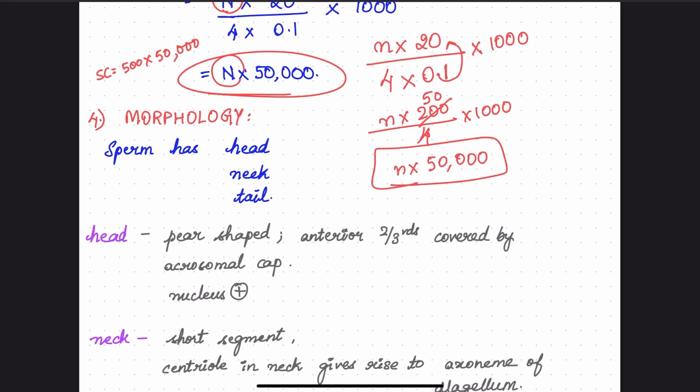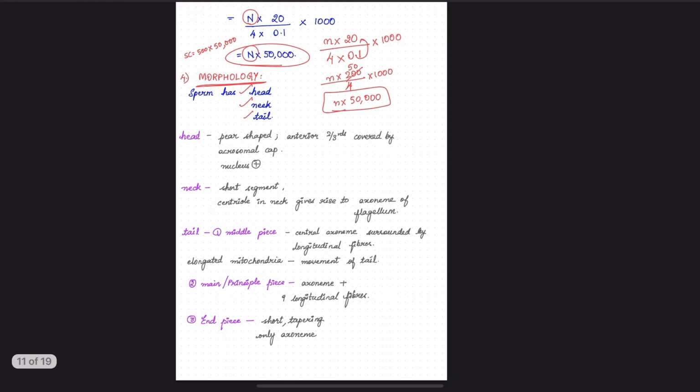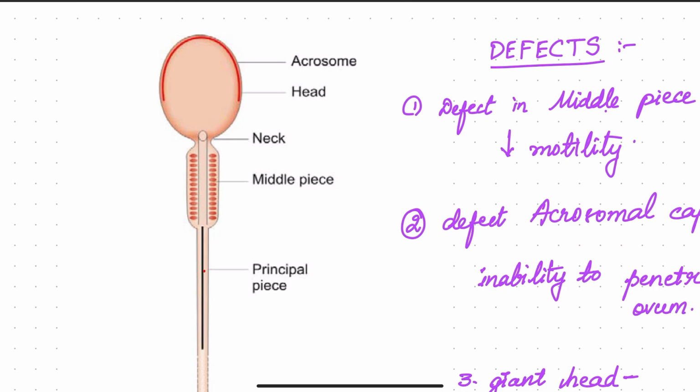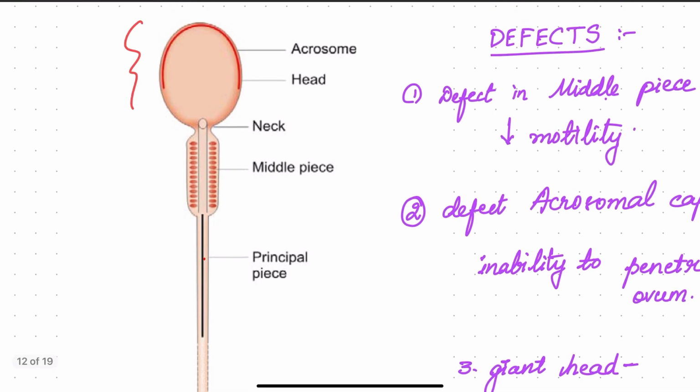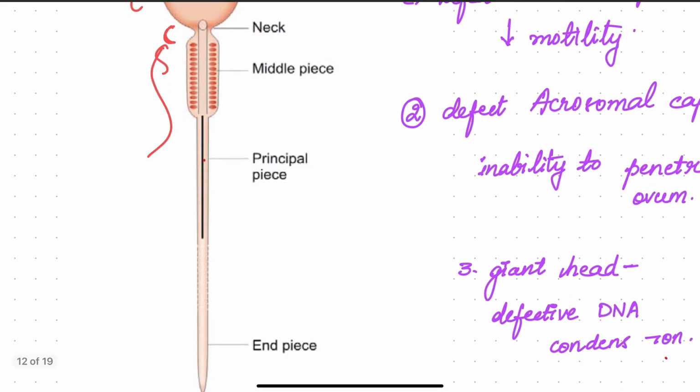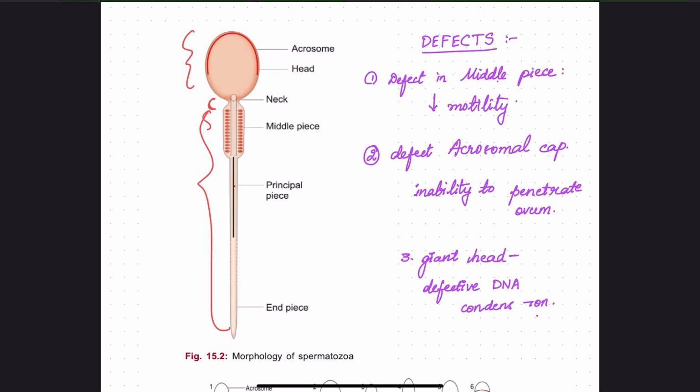After motility, viability, and sperm count, lastly morphology. We go and examine, we check for the morphology. A normal sperm has head, neck, tail. These are the three parts of a sperm. Firstly, see here, this is a normal sperm. It has a head, this is the neck. From here to here, everything is the tail.